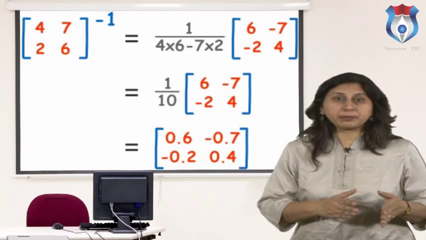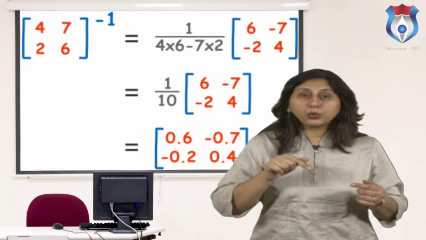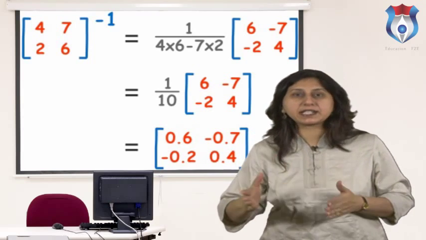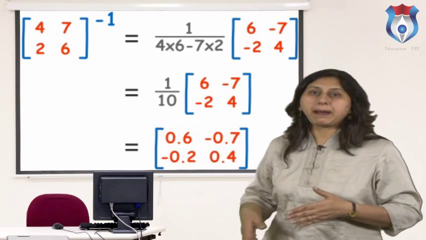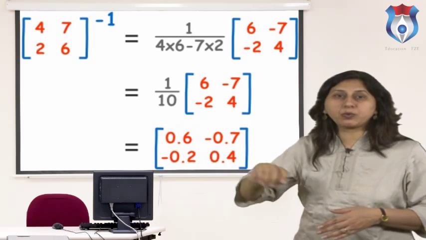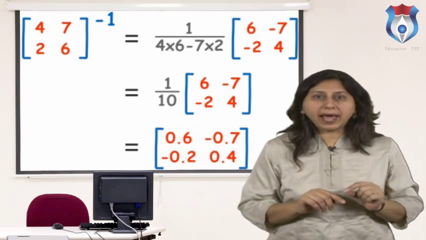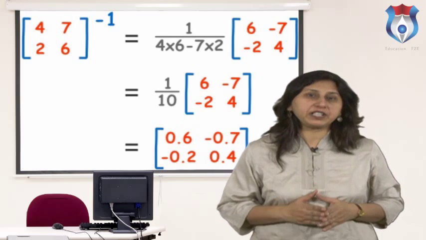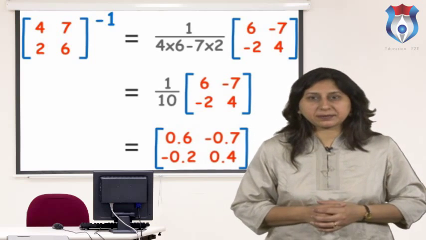In matrix algebra, the inverse of a matrix is that matrix which, when multiplied by the original matrix, gives an identity matrix. The inverse of a matrix is denoted by the superscript -1. So, a matrix must be square to have an inverse, but not all square matrices have an inverse. In some cases, the inverse does not exist.